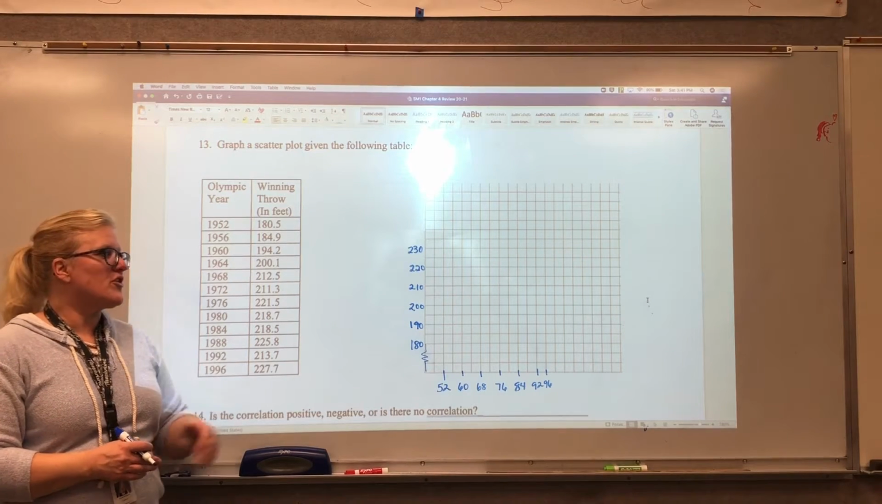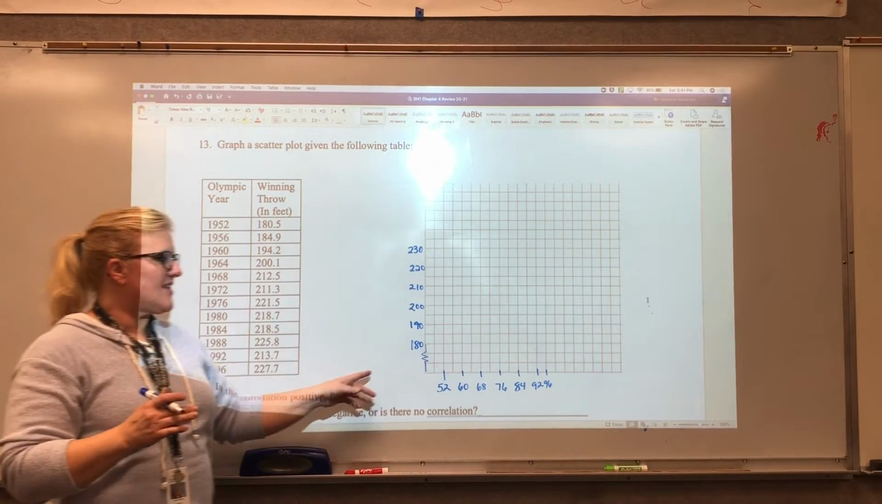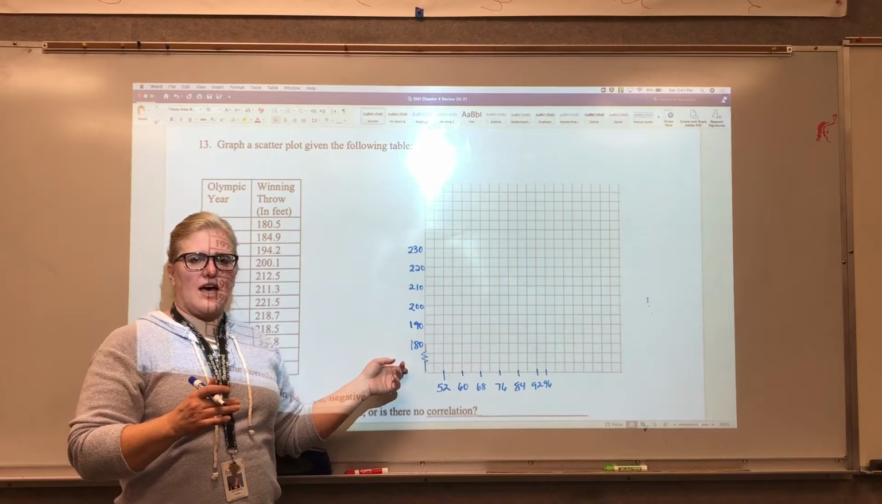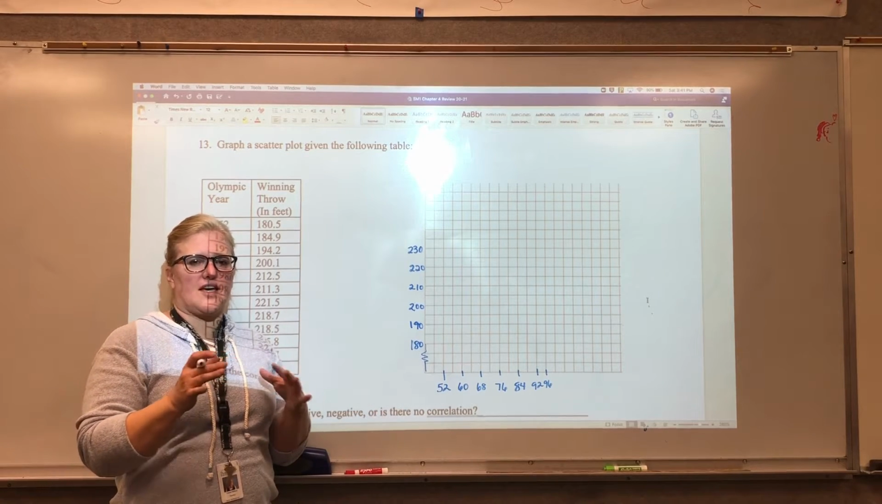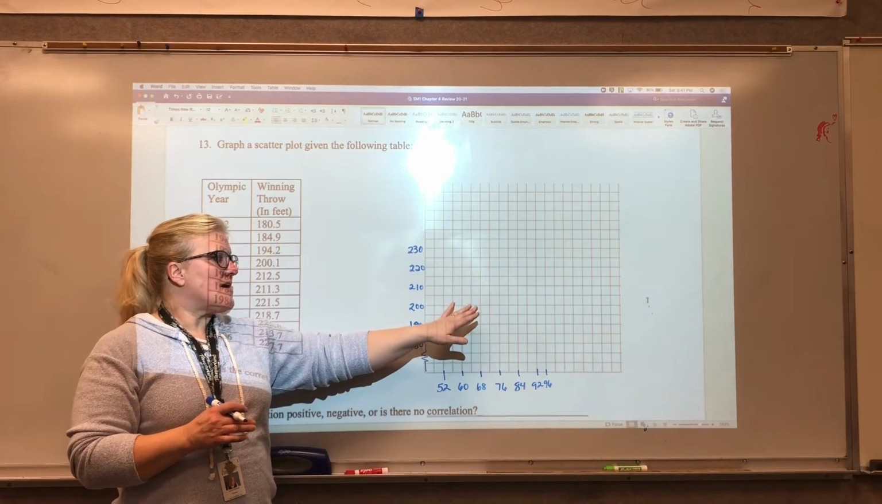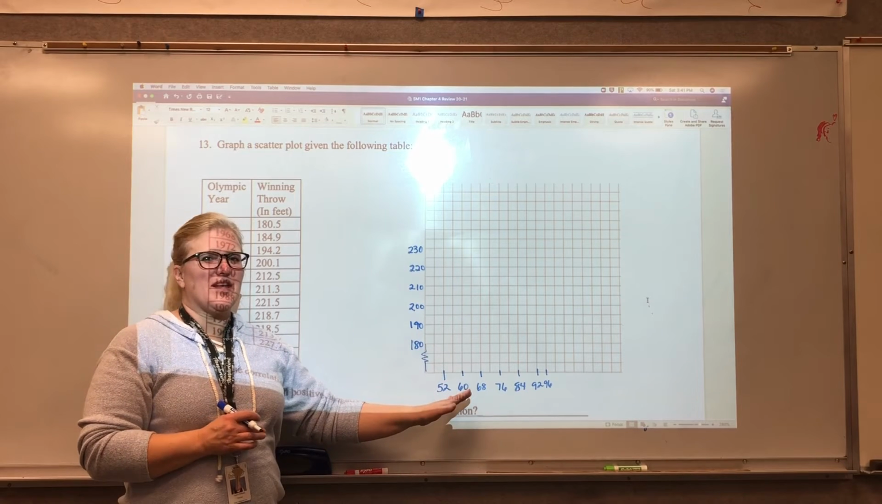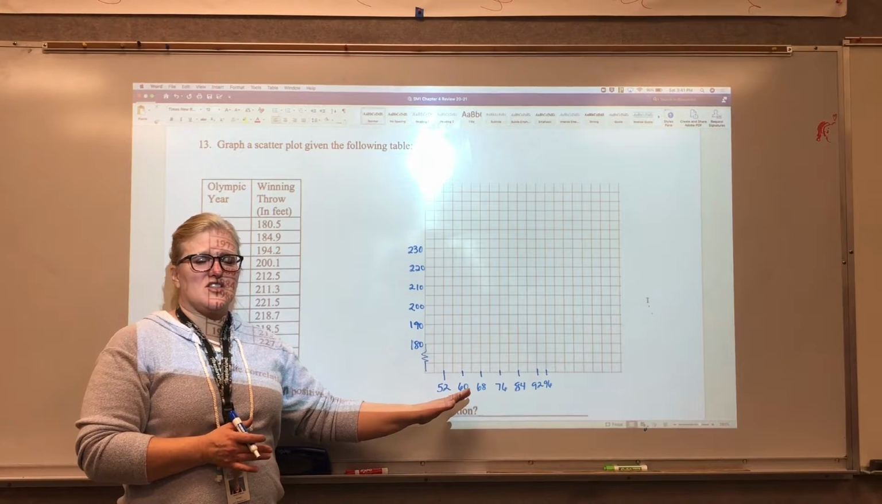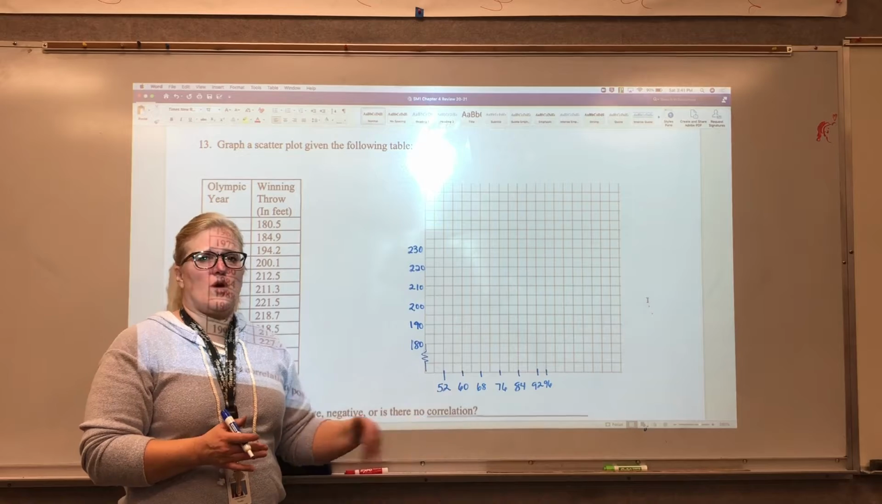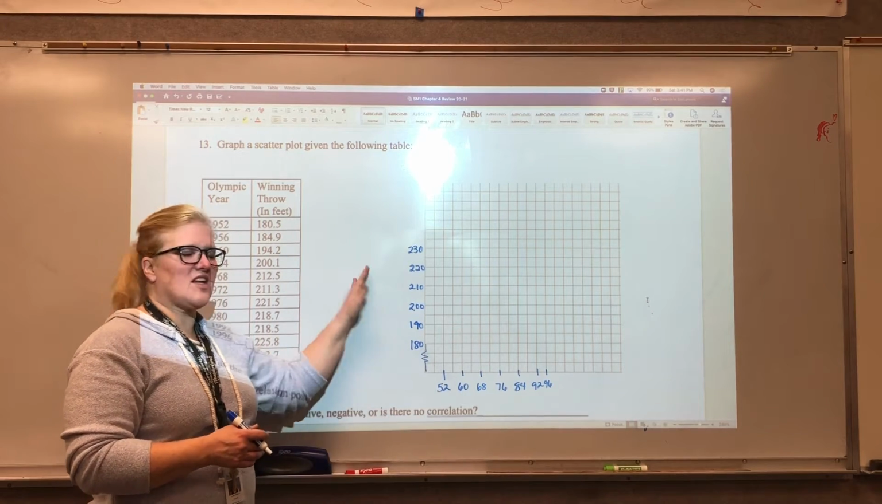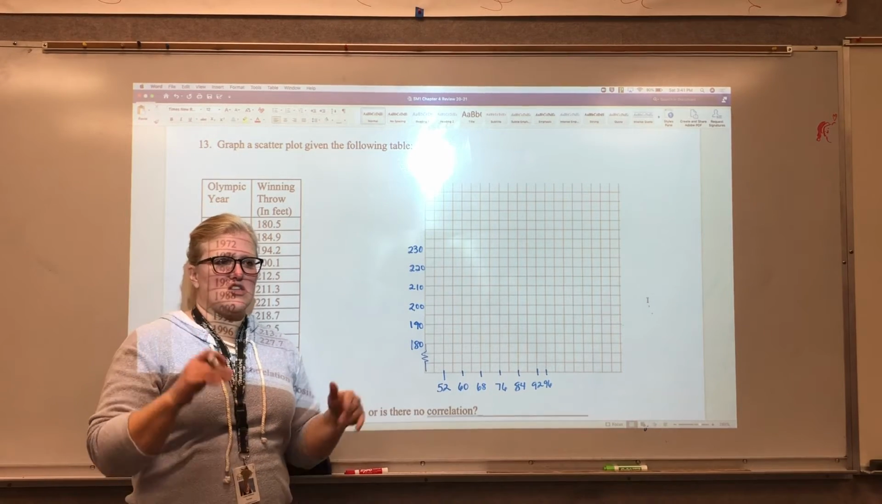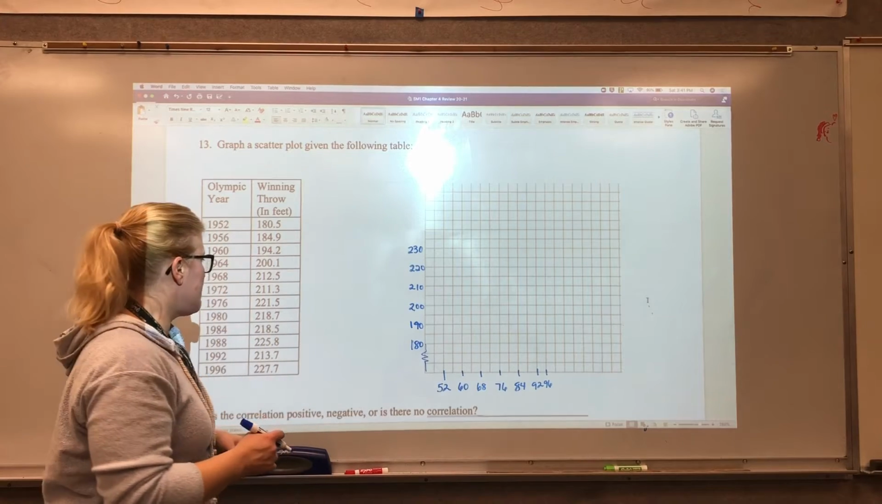All right, number 13. I went ahead and labeled the graph just so I don't have to do it and take up time. But sometimes I think labeling is the hardest part, and so I will have it labeled for you on the test. I should have done it on this one, and I just didn't even think to do it, so I apologize for that.